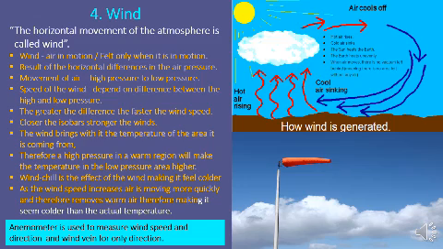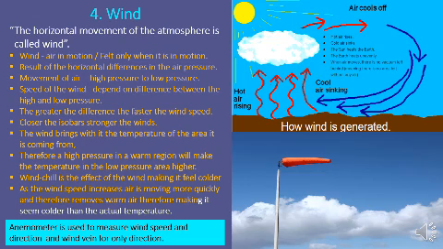Next element is wind. Wind is air in motion. The horizontal movement of the atmosphere is called wind. Wind is felt when it is in motion and is the result of horizontal differences in air pressure, and movement of air from high pressure to low pressure is generally found. The speed of the wind depends on the difference between high and low pressure. The greater the difference, the faster the wind speed.